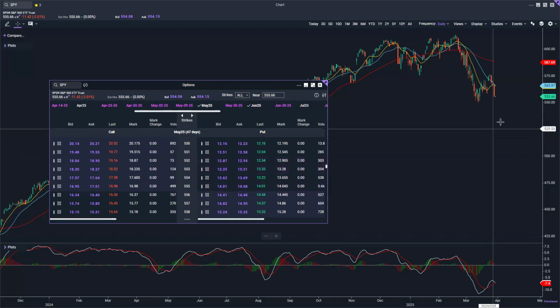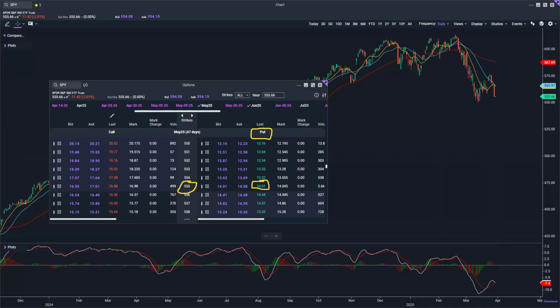So if it gets down to 527, you have your first support at 550, and your second support is going to be right around that 525. So it drops down to 527, and you have a 100% gain on these 555 strike SPY puts right here. That is the put. Over here is the call side, and that's for the May monthly expiration, 47 days till expiration.